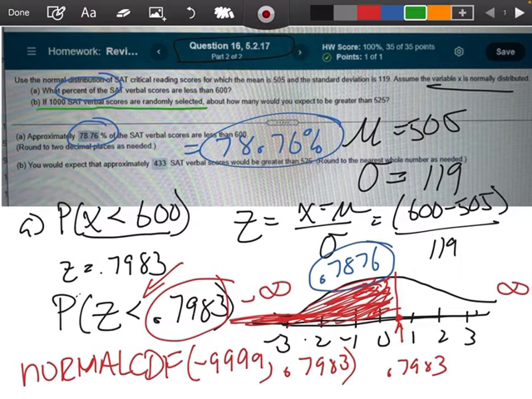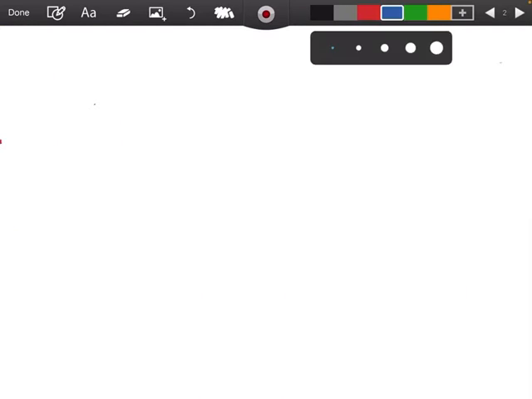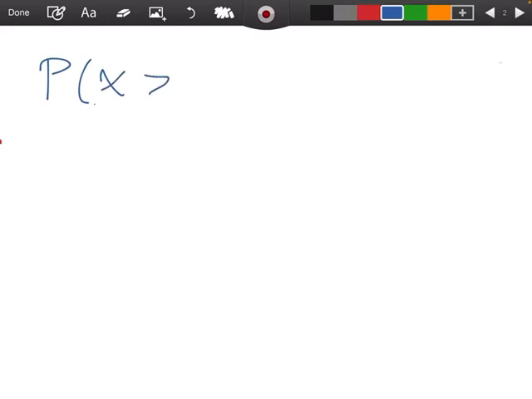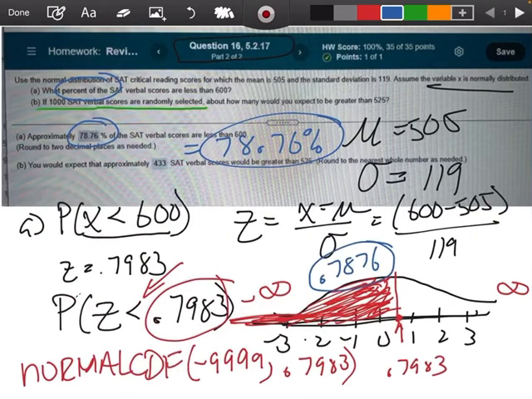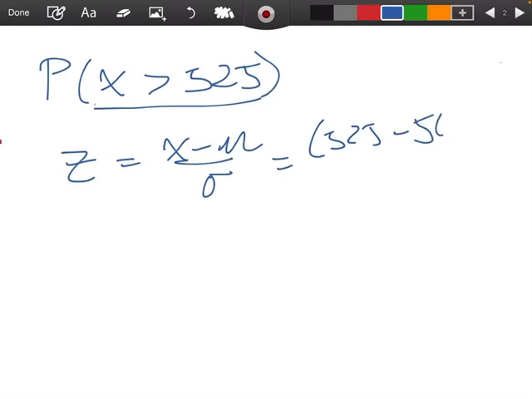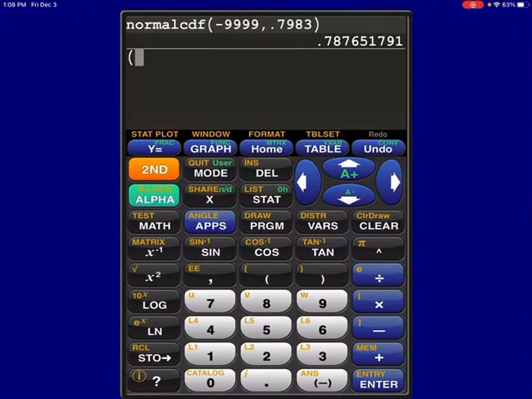So part B says, if we had 1,000 SAT verbal scores randomly selected, how many would we expect to be greater than 525? Okay, so for part B, what they're saying is, what's the probability that x is bigger than 525? Just like we did before, we're going to convert this x value to a z-score. So I'm going to say z equals x minus mu divided by sigma. So my x is 525 minus mu, which was 505, and sigma, which was 119.